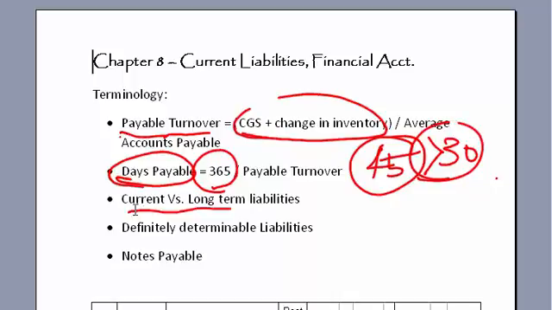Current liabilities versus long-term liabilities. Current is anything that's going to be paid within 1 year, one operating cycle. Long-term liabilities, which is our next chapter, are liabilities that you owe that you're not going to pay within 1 year, such as a mortgage on a house or a factory building.